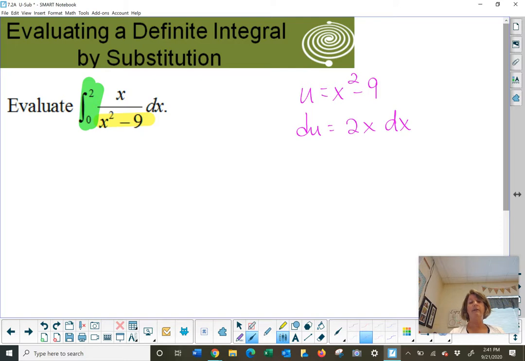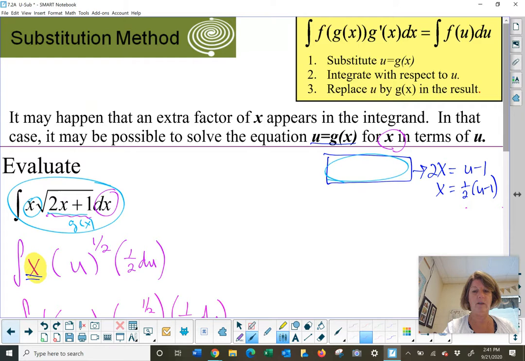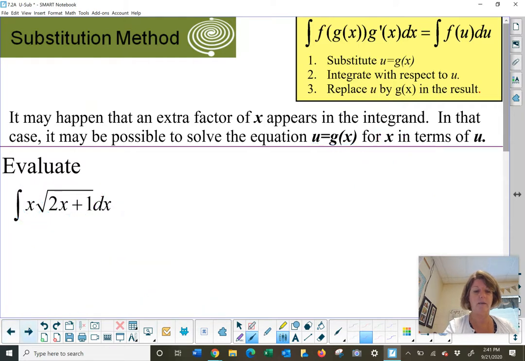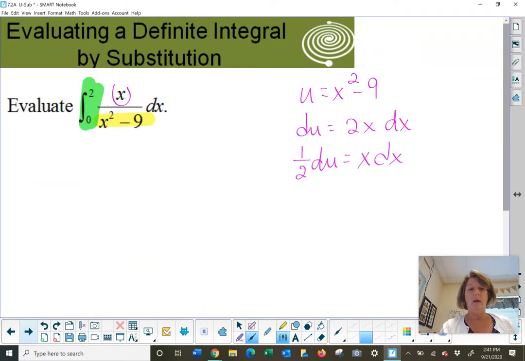So taking the derivative, I get 2x dx. I don't have 2 x's present. I only have 1, so that's a 1/2 du equals x dx. Previous page, I'm just going to erase the ink so we stay faster. Okay, that's perfect. Now, the bounds. Let's change the bounds. If I change the bounds, I must change the ink color. So bounds get changed.